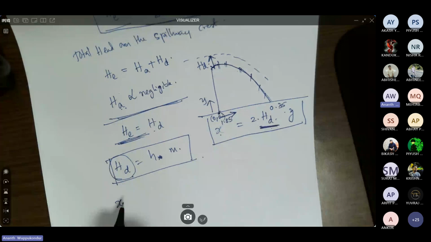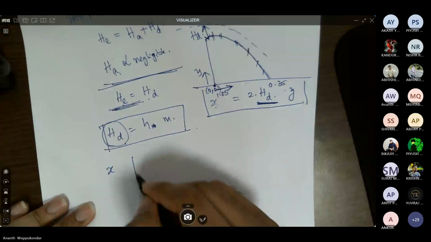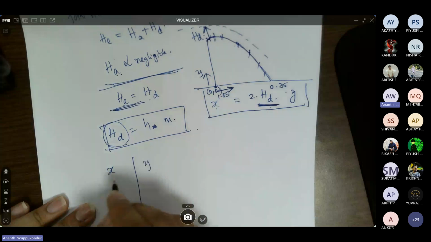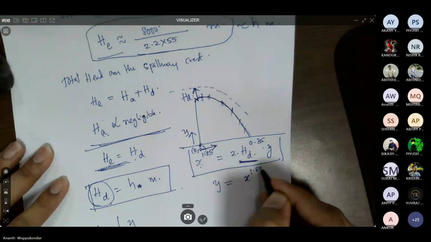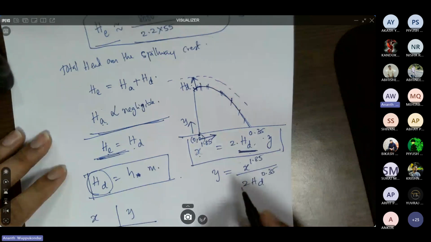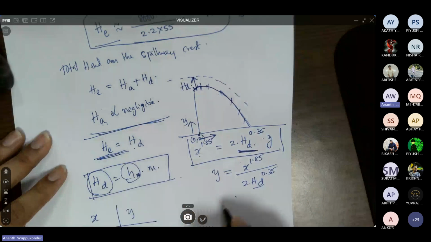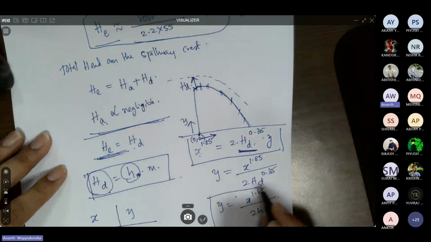So then you would have X and Y. So what would be Y from this equation? Y equals x power 1.85 divided by 2 H_d to the power 0.85, and you know H_d is small h. So Y is x power 1.85 divided by 2h. So Y is a function of X.